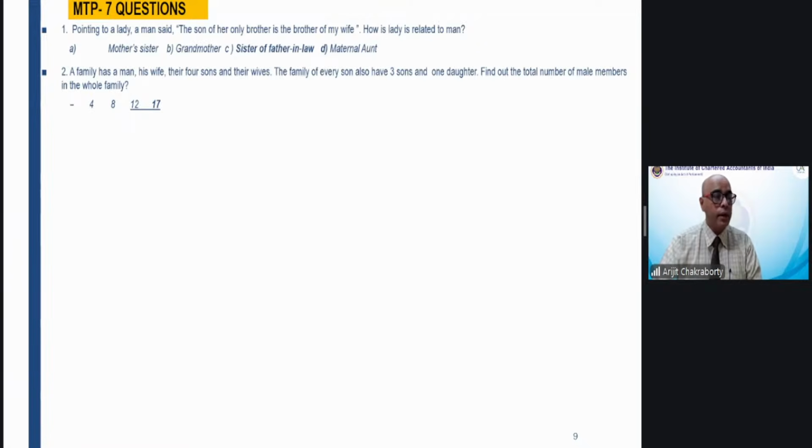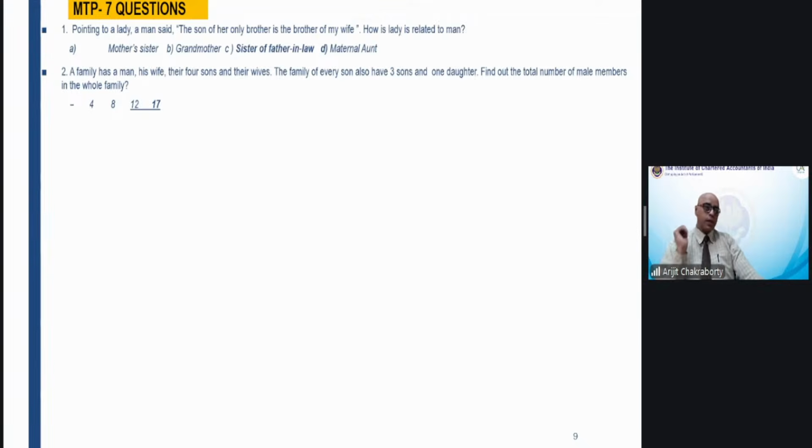Who is there in the family? A man, his wife, their 4 sons and their wives. So they have son 1, son 2, son 3, son 4. 4 sons. Every family of each son has 3 sons and 1 daughter. So if you just draw this tree diagram, 3 sons, 1 daughter, 3 sons, 1 daughter. So the question is, how many male members are there?